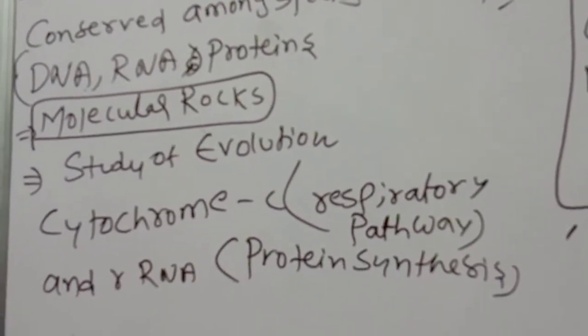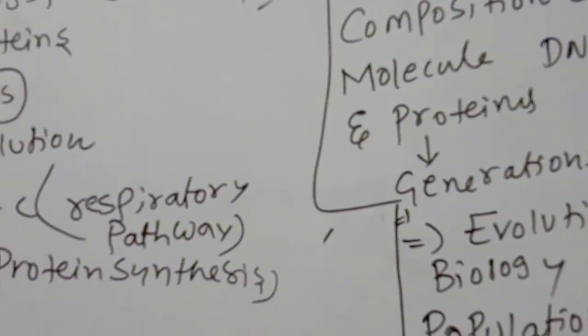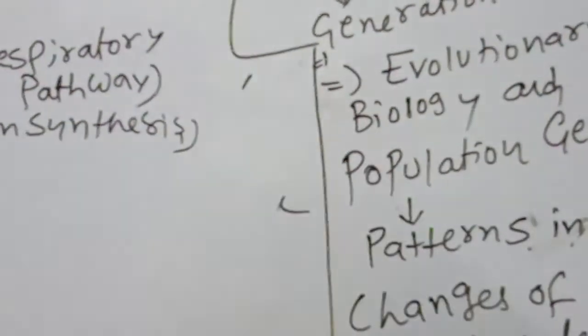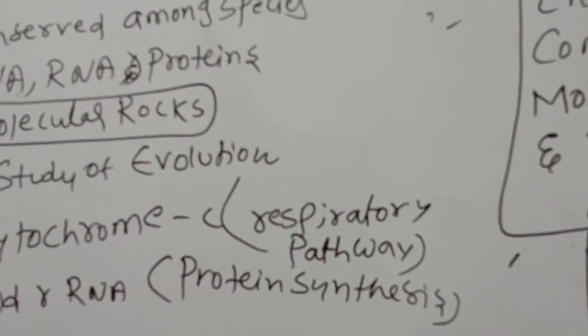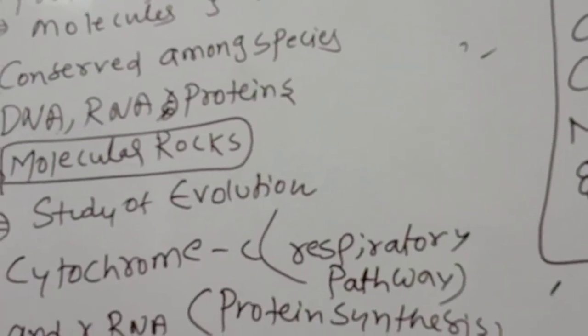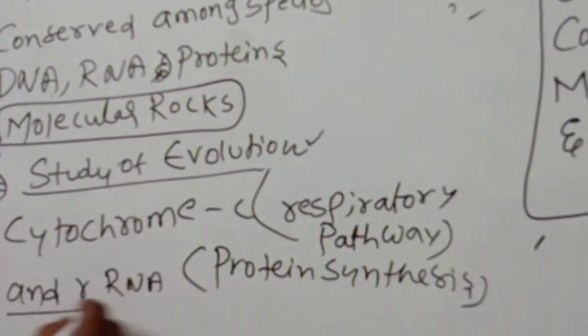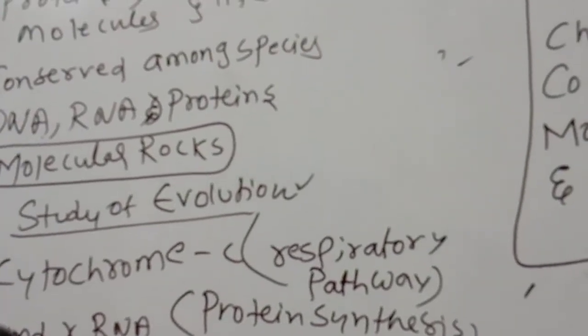So change in the sequence composition of DNA, RNA and proteins between generations creates evolutionary biology and population genetics. These patterns in the changes of molecules, DNA, RNA and proteins, are called molecular rocks. For study of evolution, majorly we will use cytochrome C and rRNA for protein synthesis.